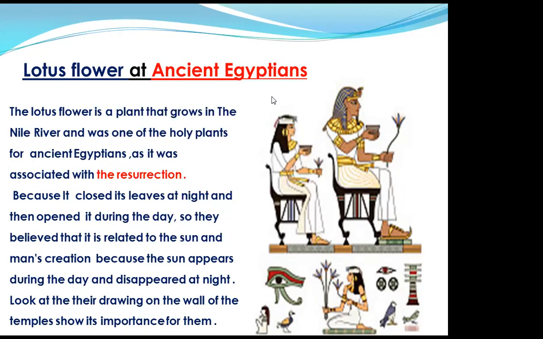Okay. The lotus flower is a plant that grows in the Nile River and was one of the holy plants for ancient Egyptians, as it was associated with the resurrection. Thank you very much, Malik.